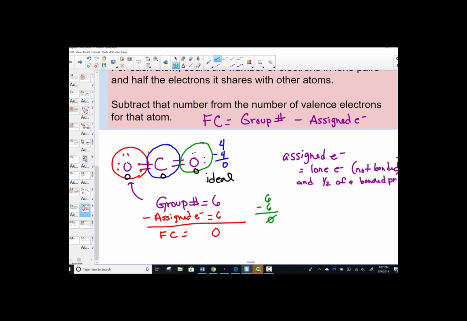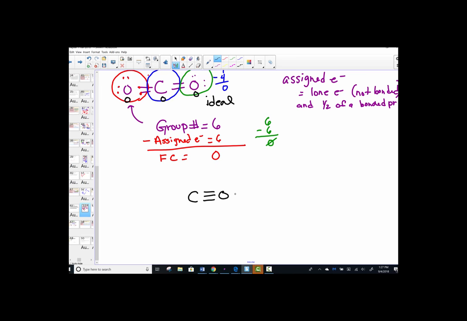Back to the structure that also follows the octet rule, a triple and a single scenario. Why is this one not as interesting to us? Why is it not really a contributing resonance structure? Take a circle, draw it around the atom, calculate a formal charge. Oxygen still lives in group 6A, that's its group number, and now we'll subtract the number of assigned electrons. 1, 2, 3, 4, 5, 6, and half of the ones in a bond, there's 7. 6 minus 7 gives us a formal charge of negative 1.